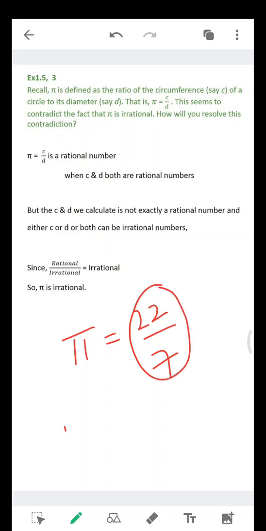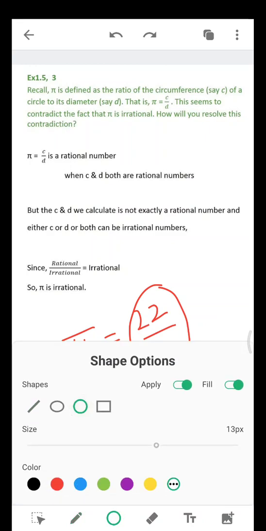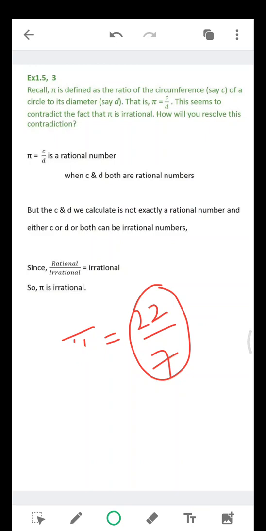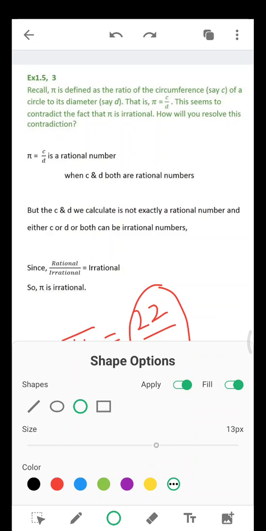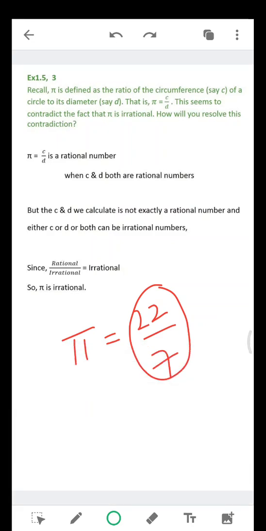Pi is nothing but the circumference of a circle divided by its diameter. Take any circle of any radius, any diameter, and divide that. Okay, let's take a circle first. This is a circle.